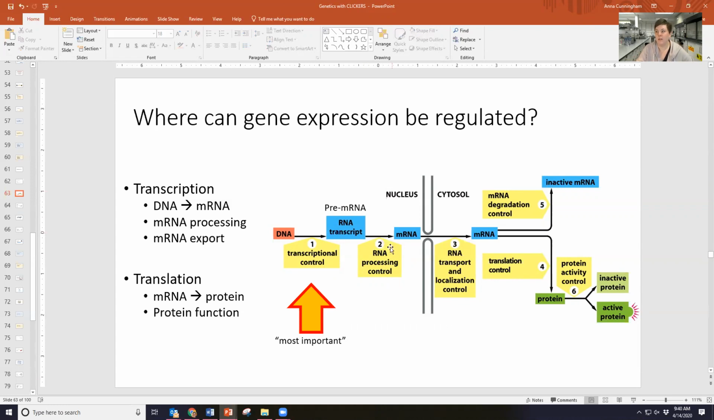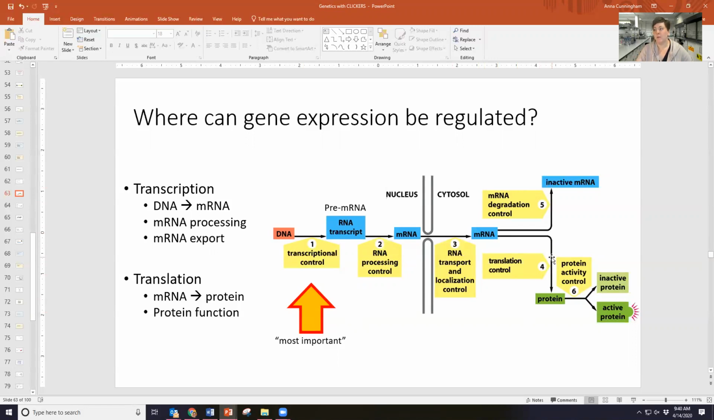And then we process it into mRNA. So that all occurs in the nucleus. So that's why we have that nuclear membrane here. Then that mRNA leaves the nucleus, enters the cytosol, and associates with a ribosome for translation. So that's all occurring in the cytosol. You can see we go from mRNA to protein.